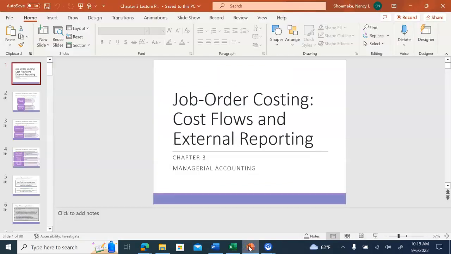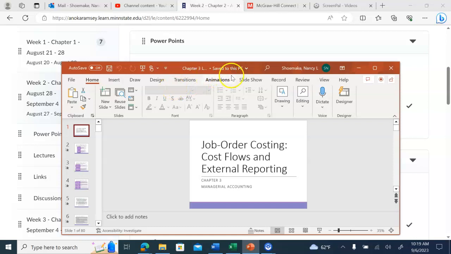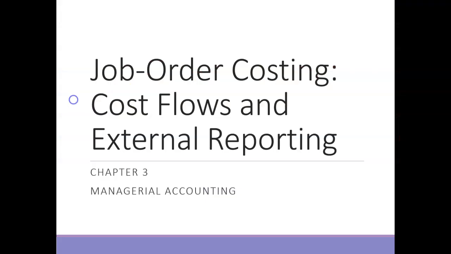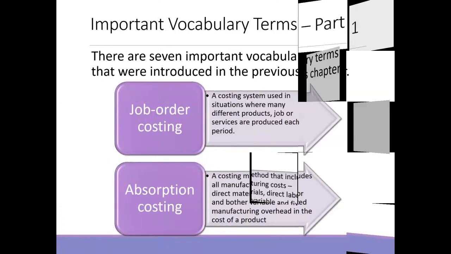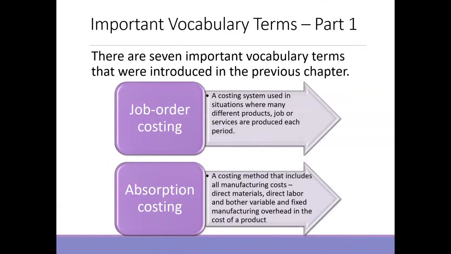So we are continuing our talk of job order costing. And chapters 2 and 3 kind of stay on this flow of job order costing and how we account for the costs through the process of manufacturing the goods. So we've got some terms we need to be aware of.